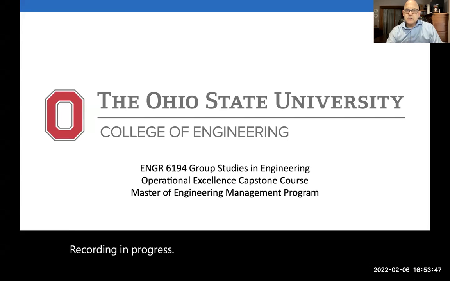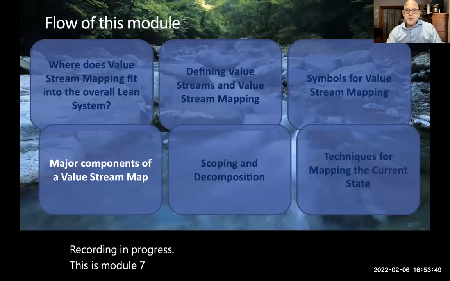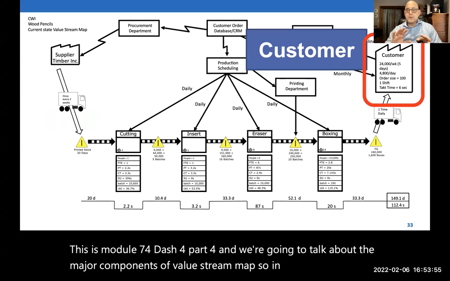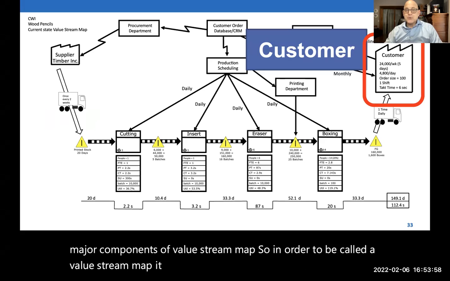This is Module 7.4-4, Part 4, and we're going to talk about the major components of a value stream map. So in order to be called a value stream map, it has specific major components.